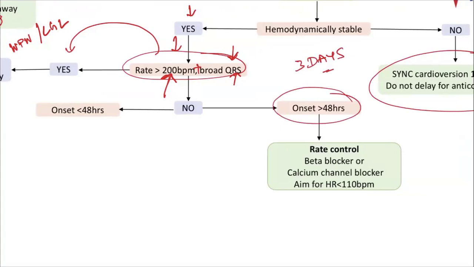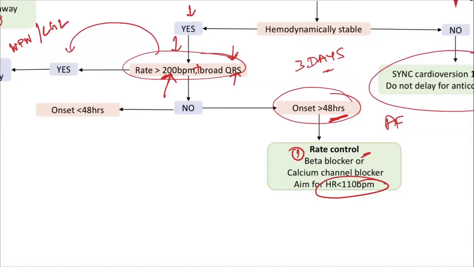If the previous episode is more than 48 hours, then you consider rate control. So you're just controlling the rate. The atrial fibrillation rate, you're trying to bring it down below 110. That's what you're trying to do. Using what? First choice is beta blocker.